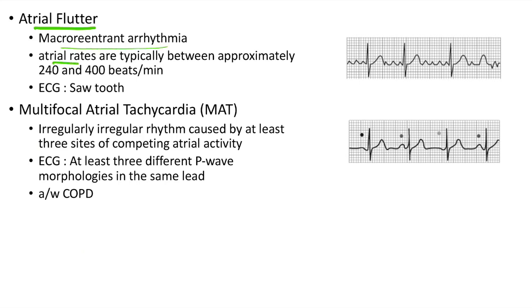Atrial rates are typically between 240 to 400 beats per minute. ECG will show a sawtooth appearance as you can see in this picture. Now let us see about multifocal atrial tachycardia, or MAT.